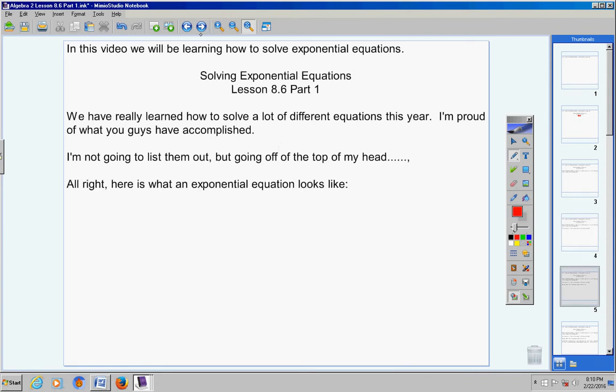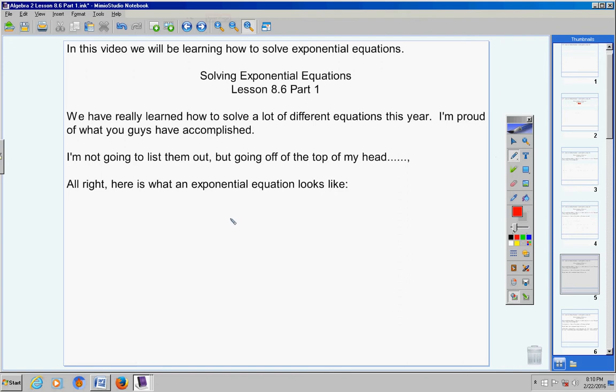All right, here is what an exponential equation looks like. Okay, like usual, it can come in many different shapes, sizes, and assortments. But the main thing you need to know about an exponential equation is you're going to have an unknown in the exponent. It might look like this. It might have a parentheses and a -3 here. Your exponent might be x minus 4. That's okay. But the key to an exponential equation is, are you ready?